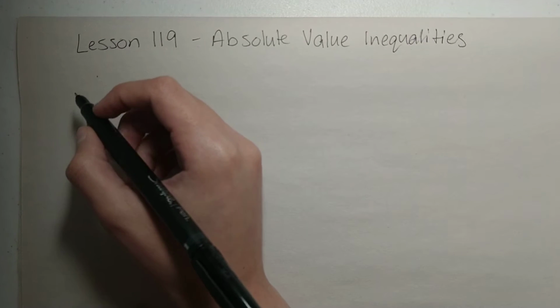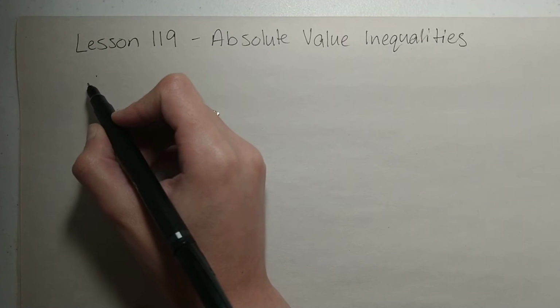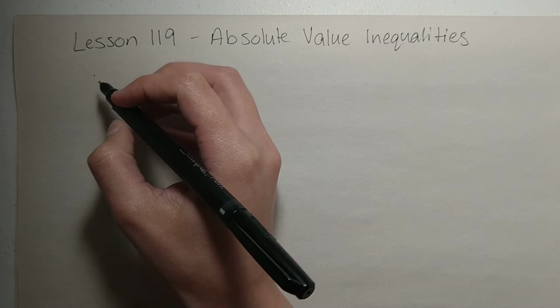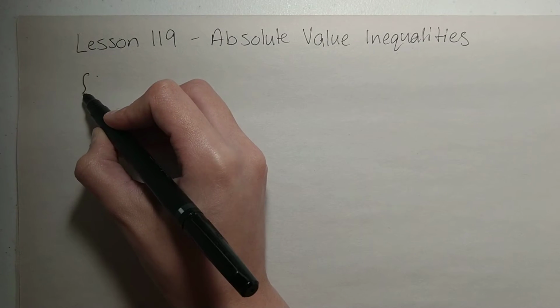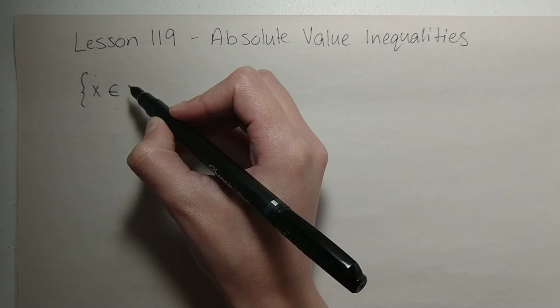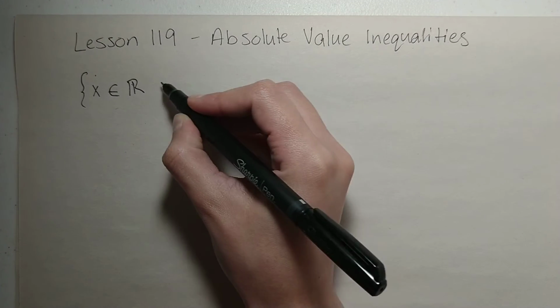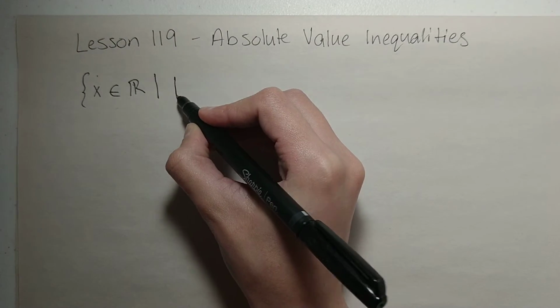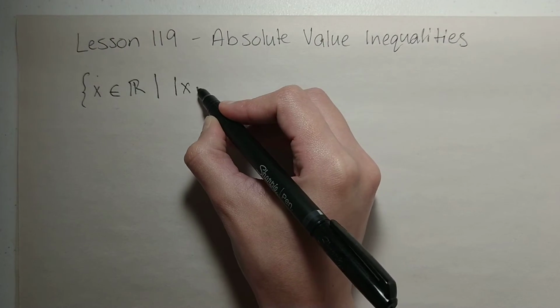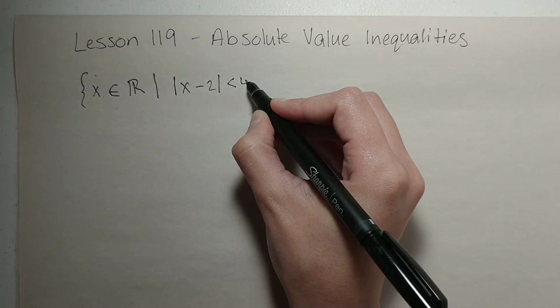So for these, we're going to do sets like we talked about a couple lessons ago. So let's write this out. We're going to say X is a subset of real numbers such that the absolute value of X minus 2 is less than 4.